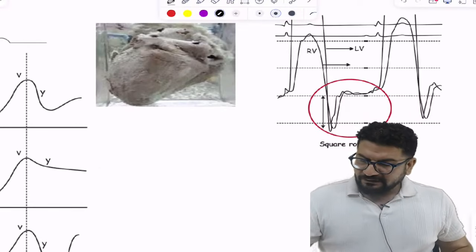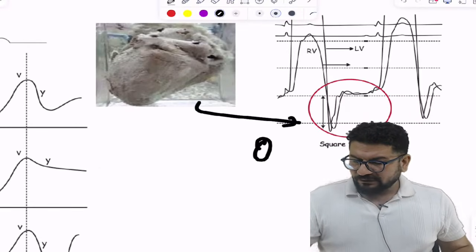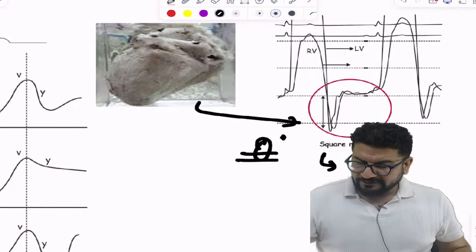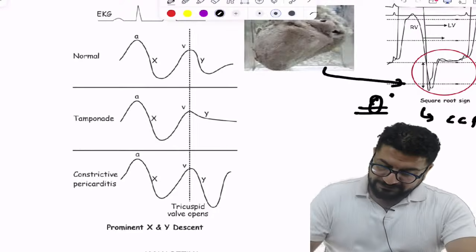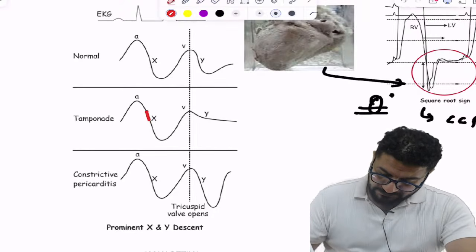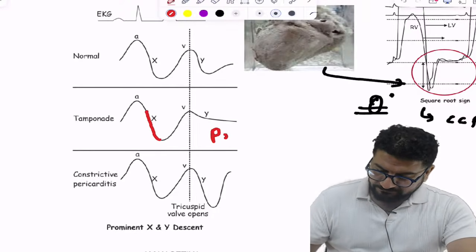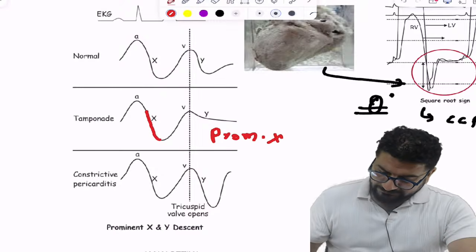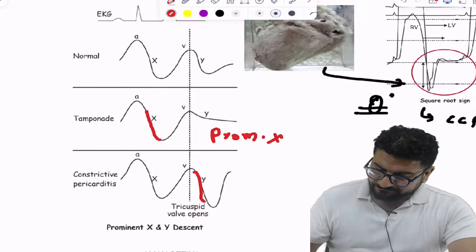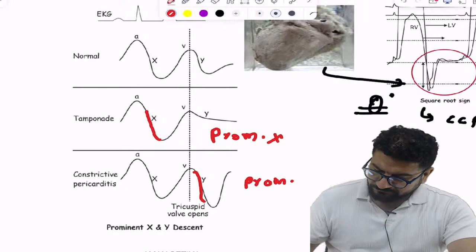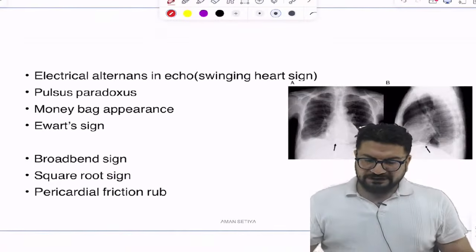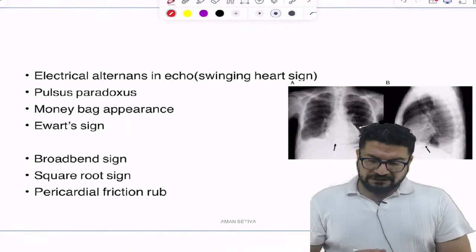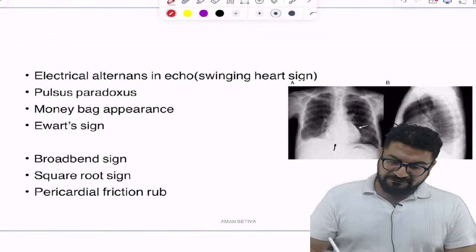So you will find in the diastolic waveform a sign called square root sign, where we will see chronic constrictive pericarditis. Then look at here, this is your prominent X descent, and this will be a prominent Y. Prominent X, prominent Y. Okay, electrical alternans, we call it swinging heart sign, pulsus paradoxus, money bag, Ewart sign.